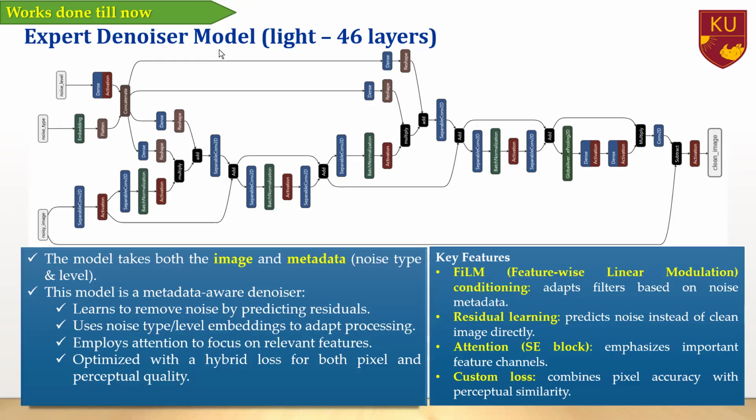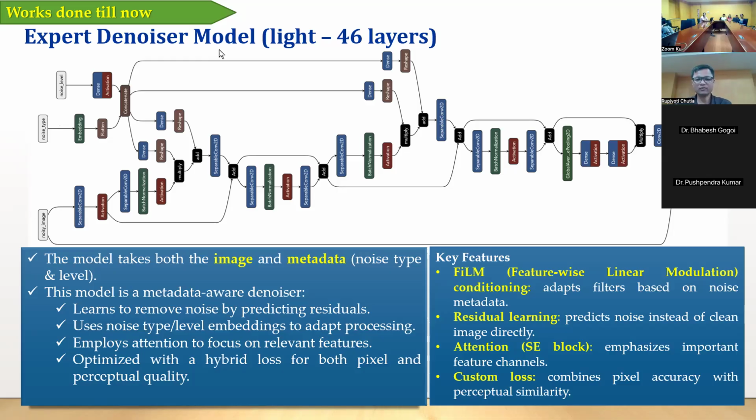So you can see the parameters: FFD-net has 8,54,000 parameters, and DRU-net has 5 crore 35 lakh 47,203 parameters, so it's the heaviest model. And noise to noise, estimator and expert denoiser are lightweight models, lighter than the FFD-net model.